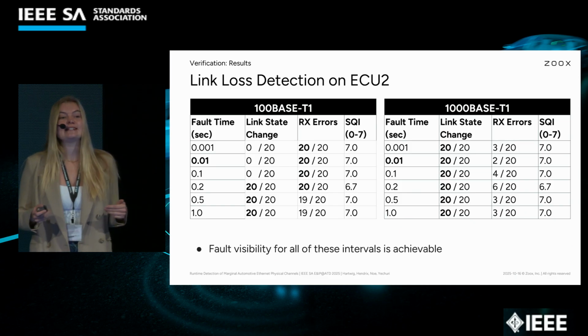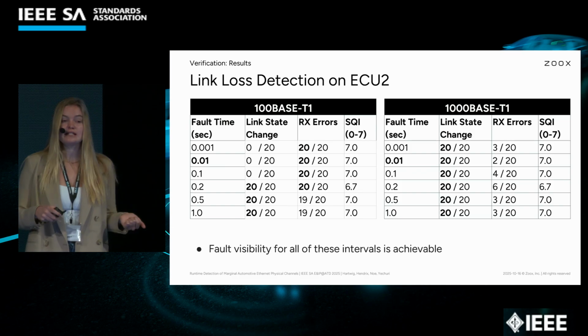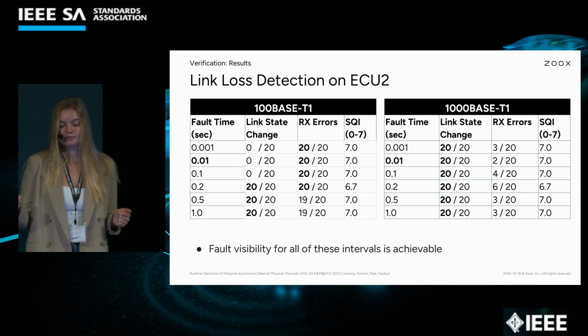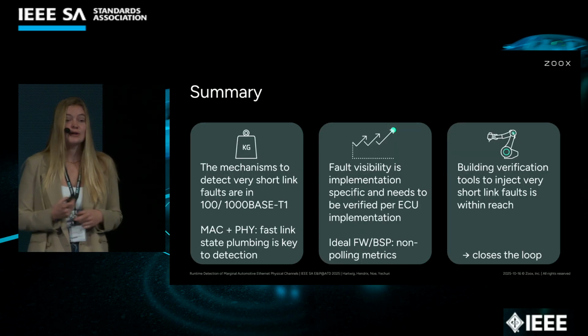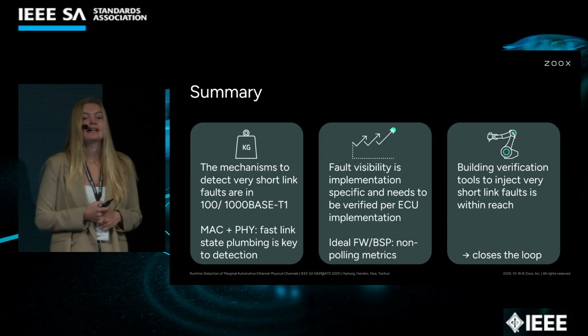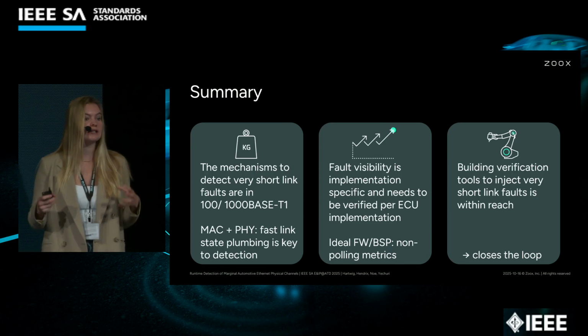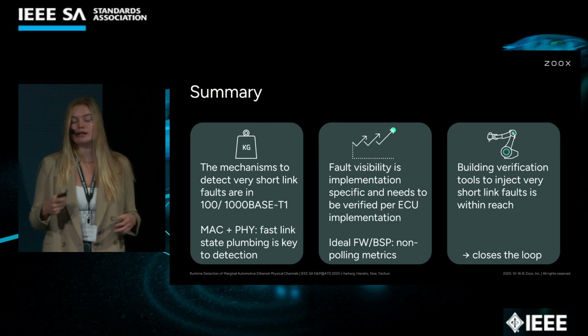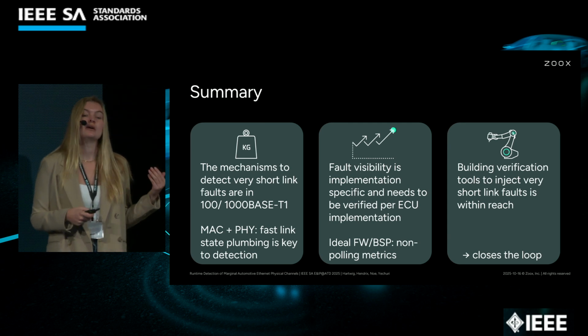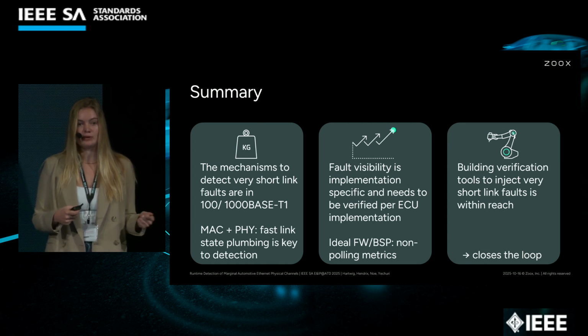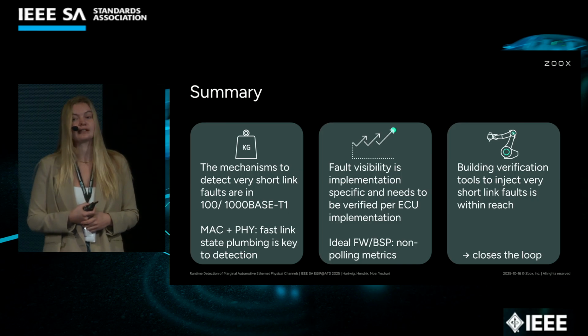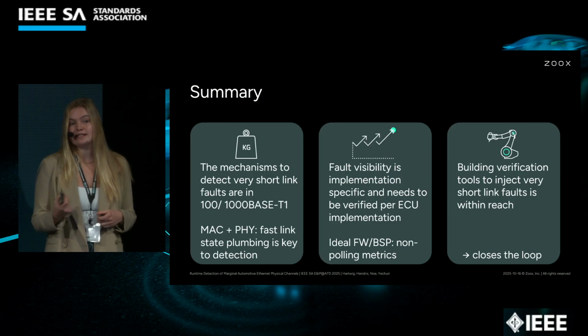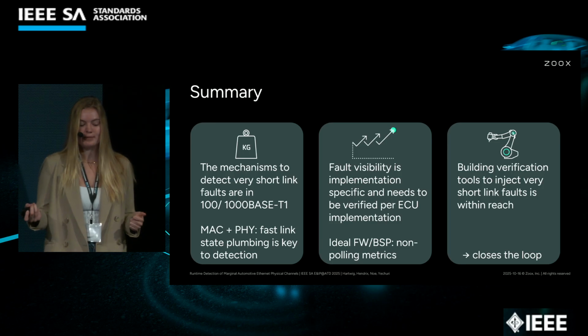So as you can see, the results from our first ECU and our last ECU are very different. In summary, the mechanism to detect very short link faults is present in the IEEE Automotive Ethernet spec for both 100 and 1000BASE-T1. And we do appreciate, when we're doing testing, the ability to access these metrics in an efficient manner.